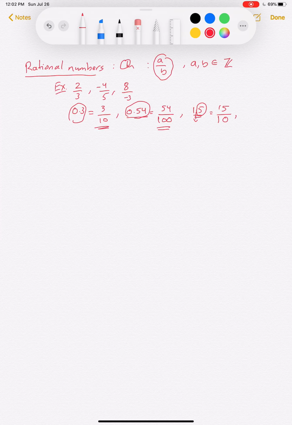Last example here. Negative 6.34. How many numbers do we have? We have 3 numbers. Minus 6, 3, 4. Divided by, how many numbers after the decimal point? We have only 2 numbers. So put 2 zeros and put the number 1. So it's negative 634 over 100, which is exactly the same as negative 6.34. Another example.